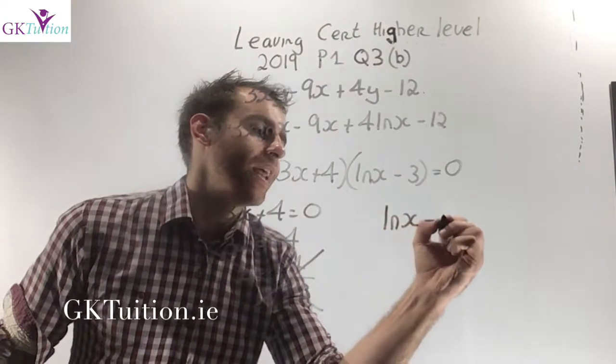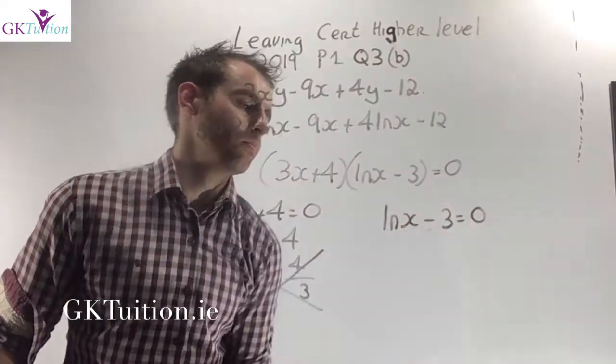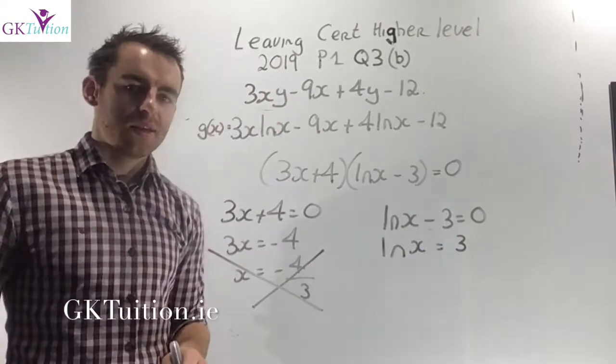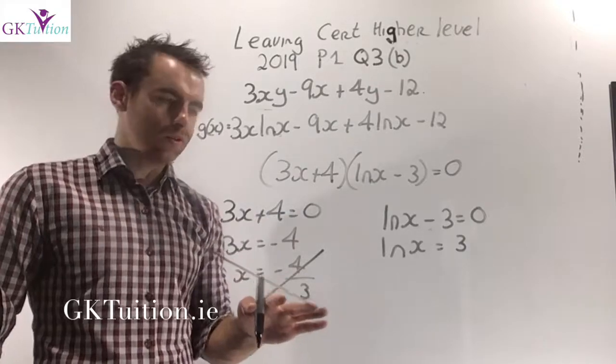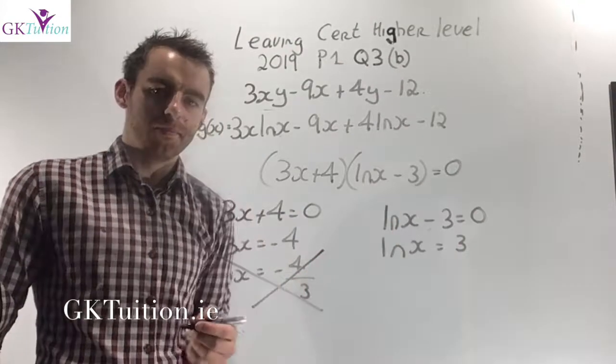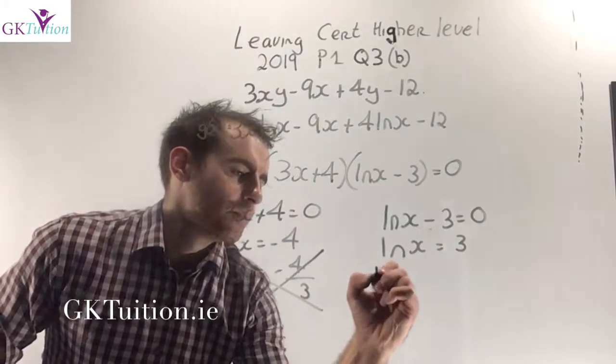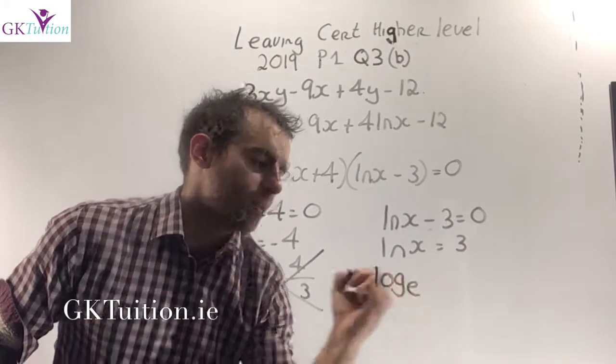I can say that ln x minus 3 is equal to 0. So clearly that just means that ln x is equal to 3. Now, a lot of students stopped here in 2019. We need to go further. You need to remember what ln represents. Ln represents log to the base e.